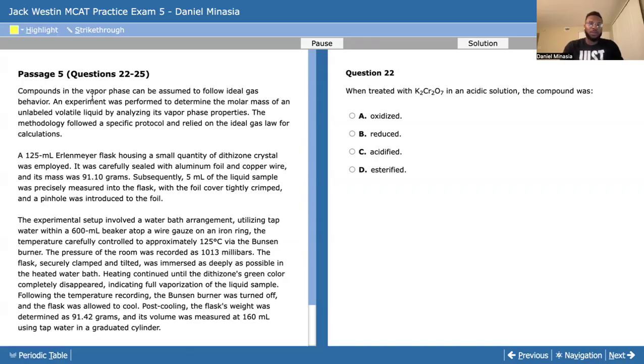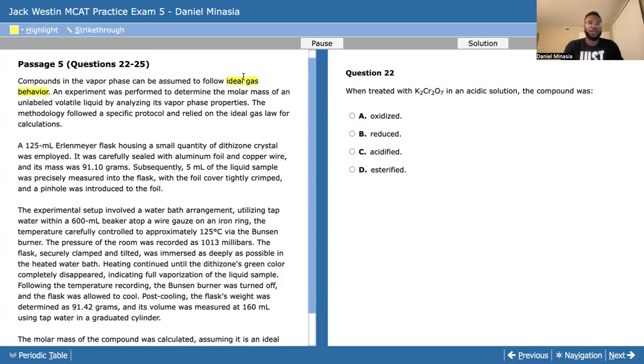Compounds in the vapor phase can be assumed to follow ideal gas behavior. Okay, so in this passage, we're going to be using the ideal gas law. Whenever you see ideal gas, just start thinking about the ideal gas law.